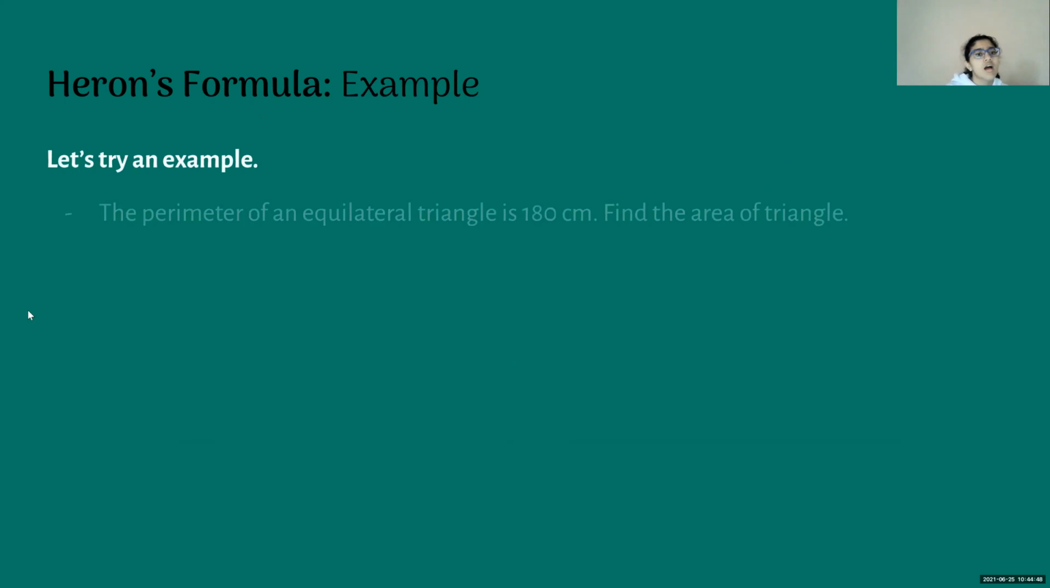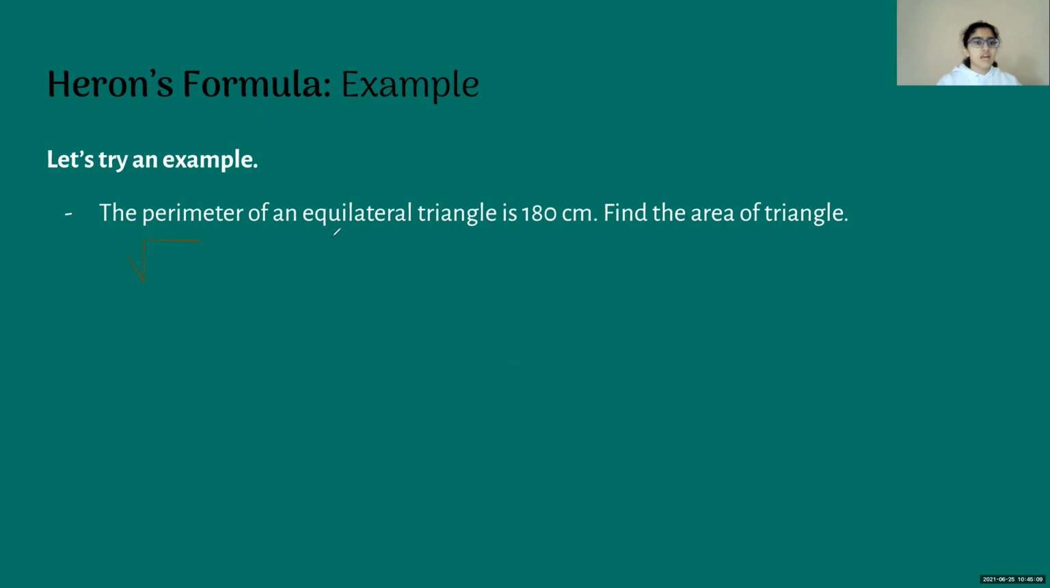So let's try an example. The perimeter of an equilateral triangle is 180 centimeters. Find the area of the triangle. And I know that we have covered how to find the area of a triangle using only one side length. However, try to solve it with Heron's formula. Okay, I shall write it on the screen, and hopefully that'll help.